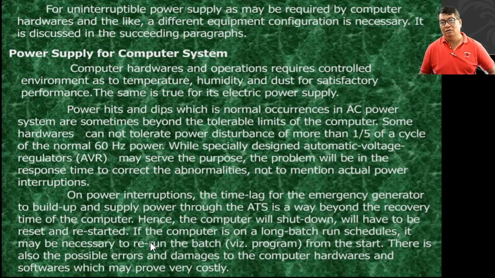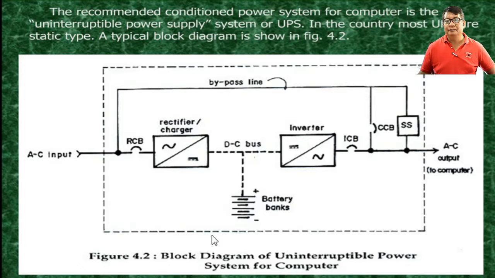Now, what if power is needed immediately? So, we should put in what we call an uninterruptible power supply. Okay. So, as recommended, the conditioned power system for a computer is the uninterruptible power supply.